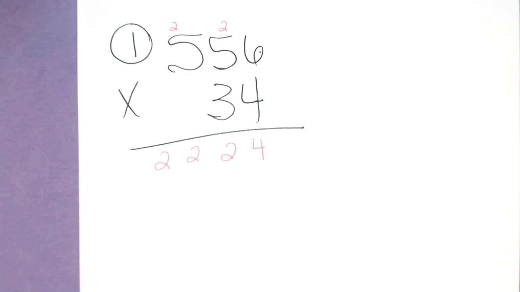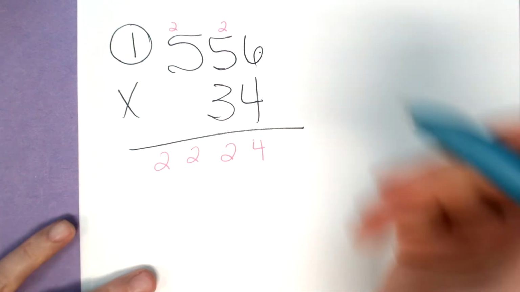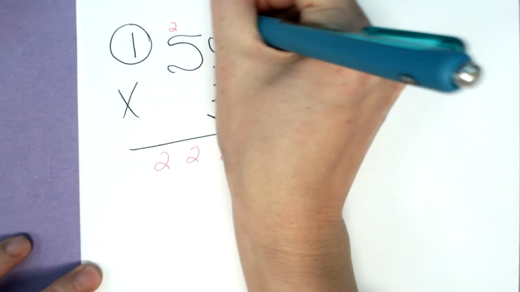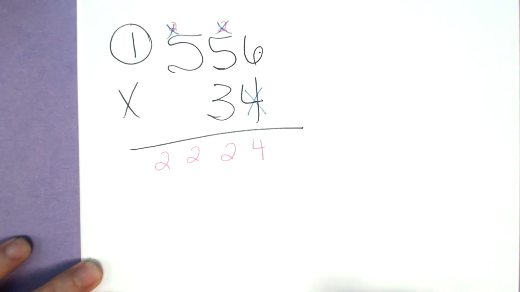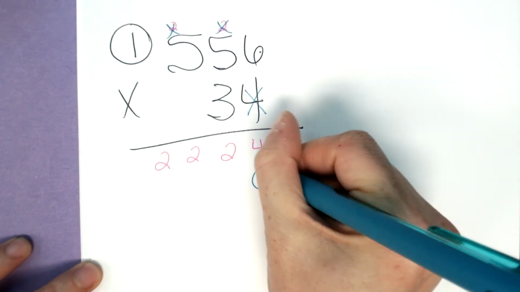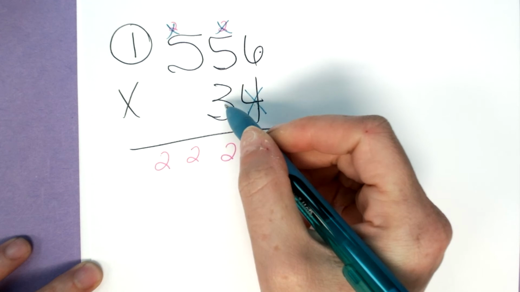All right, now I'm done with the 4. I'm all done with him. I'm done with his friends up here at top, so I'm crossing those guys out. And I'm also going to give him a big fat 0 since I'm done with that 4. And I'm going to start at my 3 now.